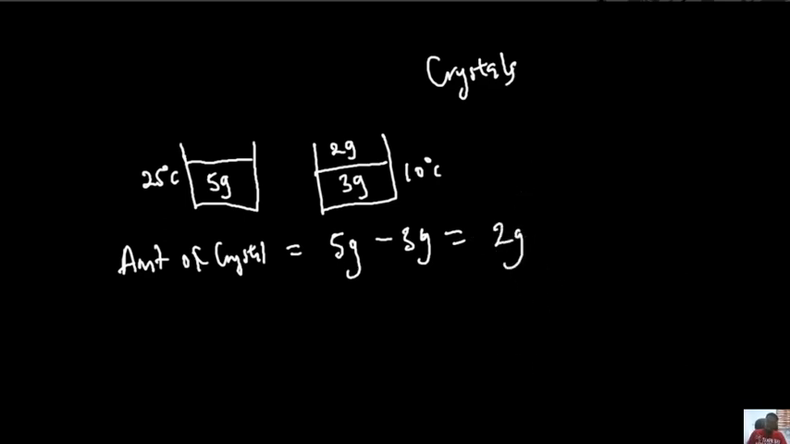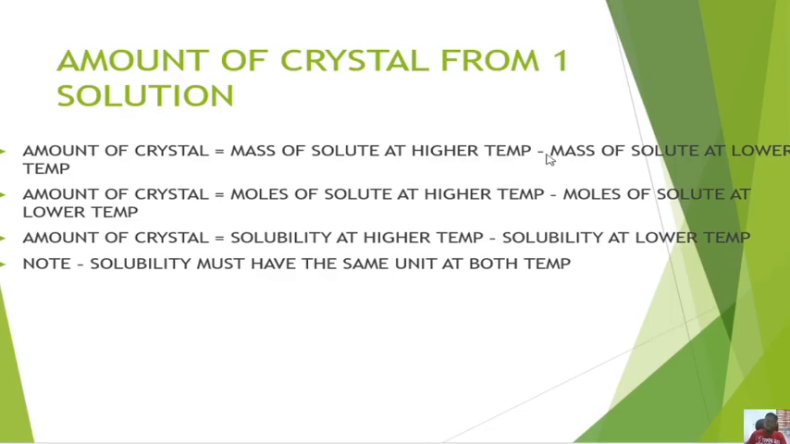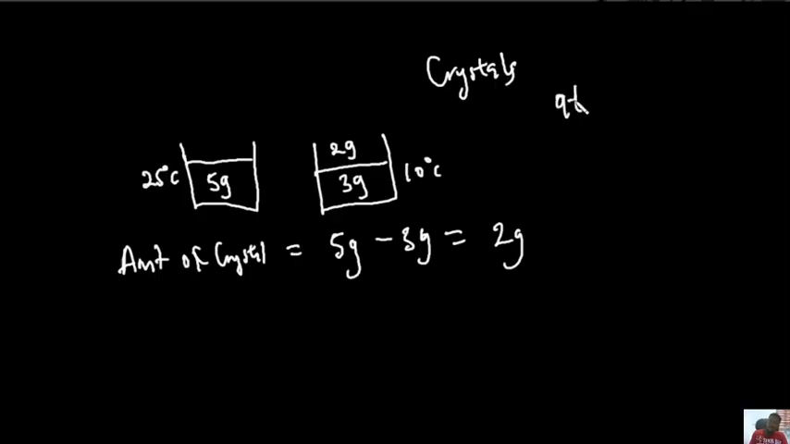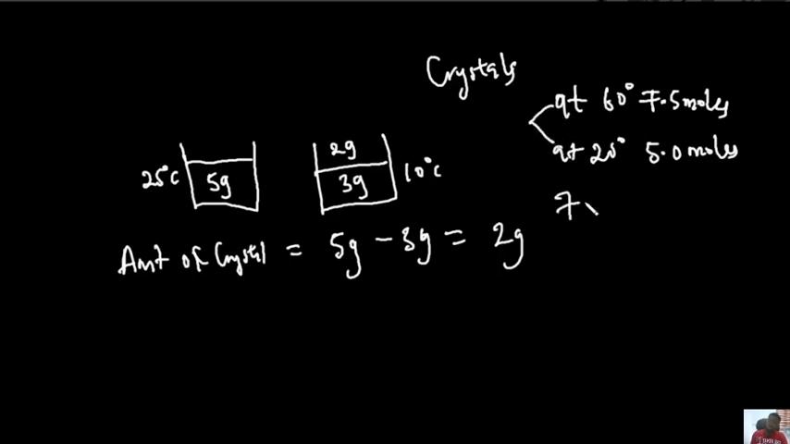So that's that basically. Now, there are questions where you might not necessarily be given the mass of the solute. You might be given the moles. So you simply do number of moles of solute at higher temperature minus the number of moles of solute at lower temperature. So if, for instance, I told you that at 60 degrees I have 7.5 moles, then at 20 degrees I have 5.0 moles. And then the question is, what is the amount that will crystallize when I reduce the temperature from 60 to 20? It's simple. 7.5 moles of the solute minus 5.0 moles. So higher temperature minus lower. If you do this, you are going to have 2.5 moles of crystal.